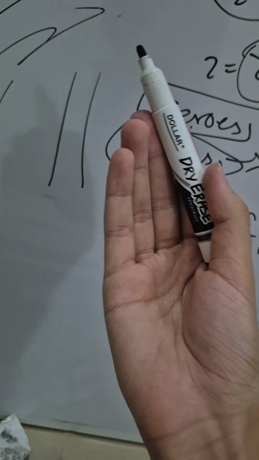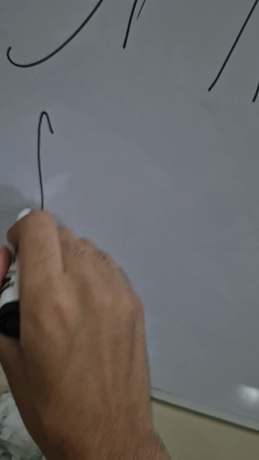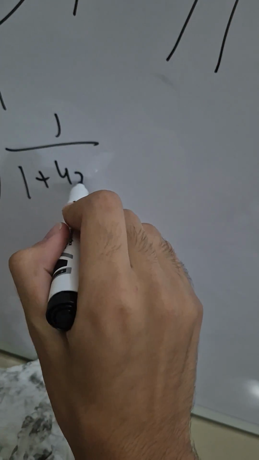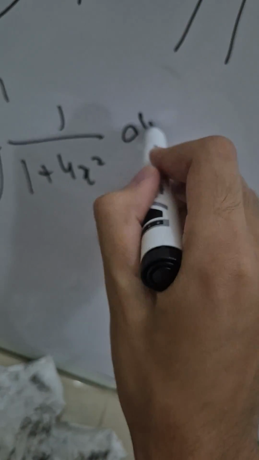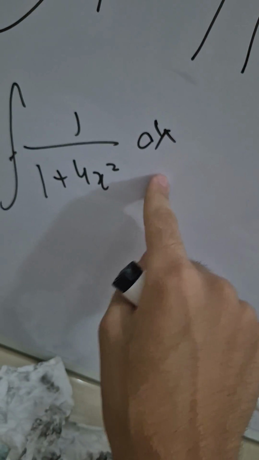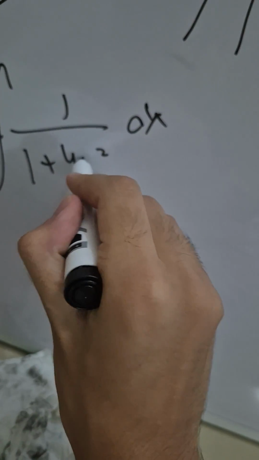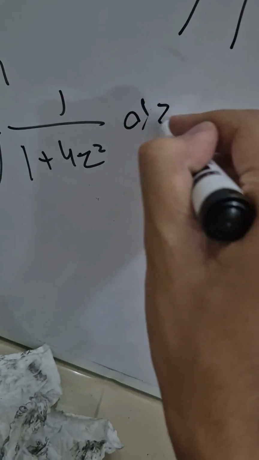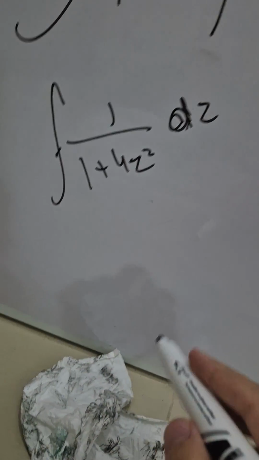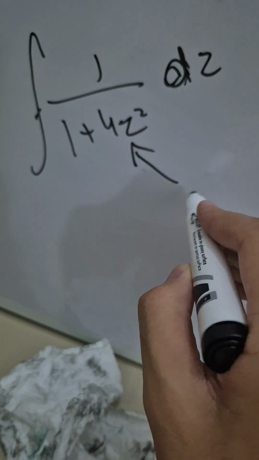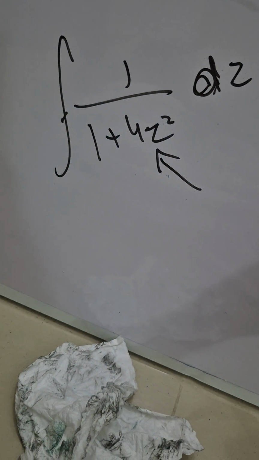So how about we actually do it for a real function? I want to complex integrate 1 over 1 plus 4x squared dx. So I use the complex variable z, with dz. Points of singularities: well, here it was 2i and minus 2i.